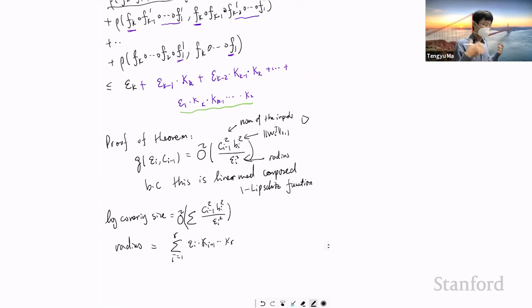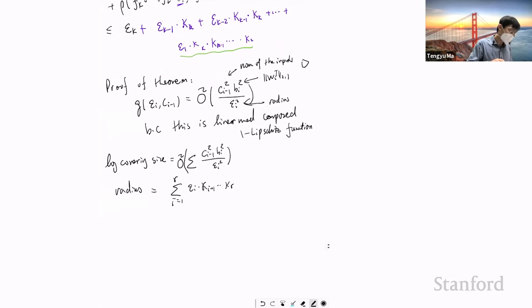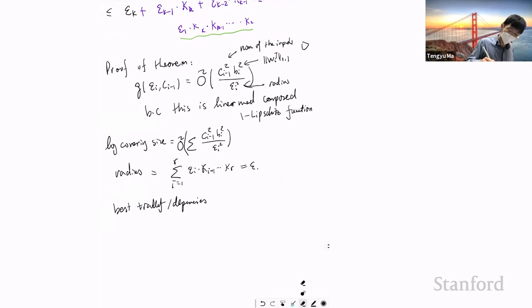Right, so you basically have these two things that you want to trade off. You want to find the best dependencies between them. You want to make the log covering size depend on the radius as best as possible. So you just choose some epsilon i, and you care about the best trade-off over all the dependencies. So this is epsilon.